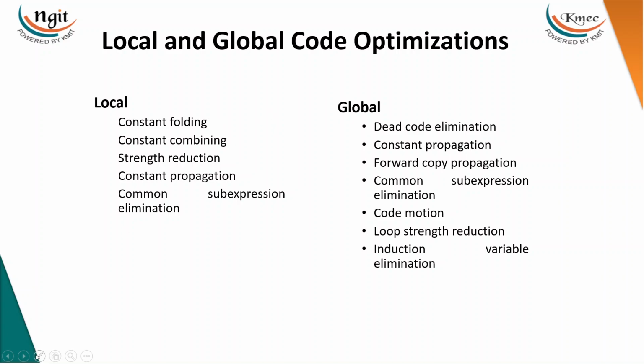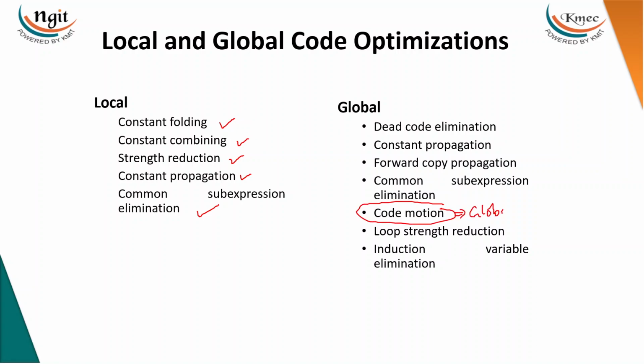We have already discussed constant folding, constant combining, strength reduction, constant propagation, and common subexpression elimination in the previous videos as part of the sources of optimization or transformations. So these we have discussed many times. Then we will see how the same or some new techniques are applied in global optimization: how global dead code elimination is done, global constant propagation, global copy propagation, global common subexpression, and code motion. This is only allowed in global.